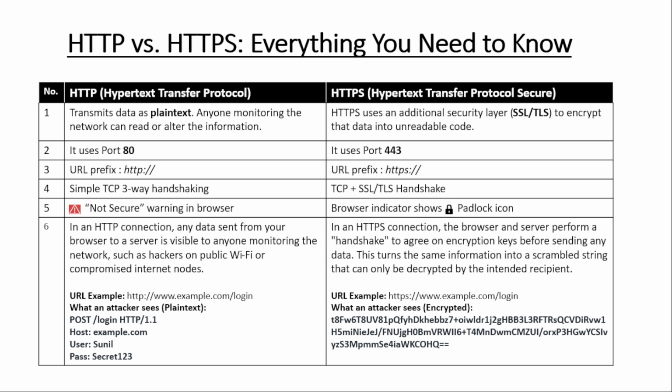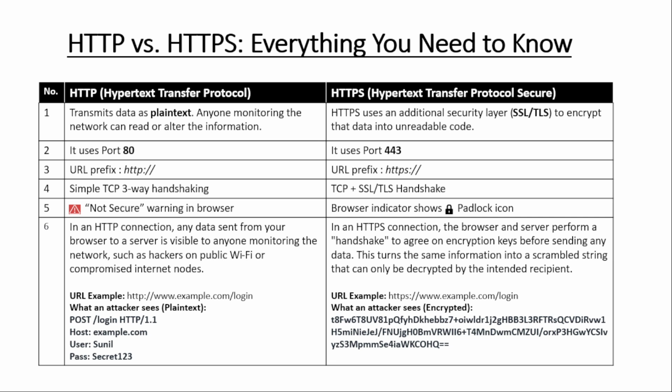First point, HTTP is used to transmit plain text data, which anyone can monitor and read while the information is being transferred over the network, whereas HTTPS uses additional security to encrypt the data being transferred, which makes it unreadable. Second point, HTTP uses port 80, which is an open door for all website data transmission, whereas HTTPS uses port 443, which is more secure.